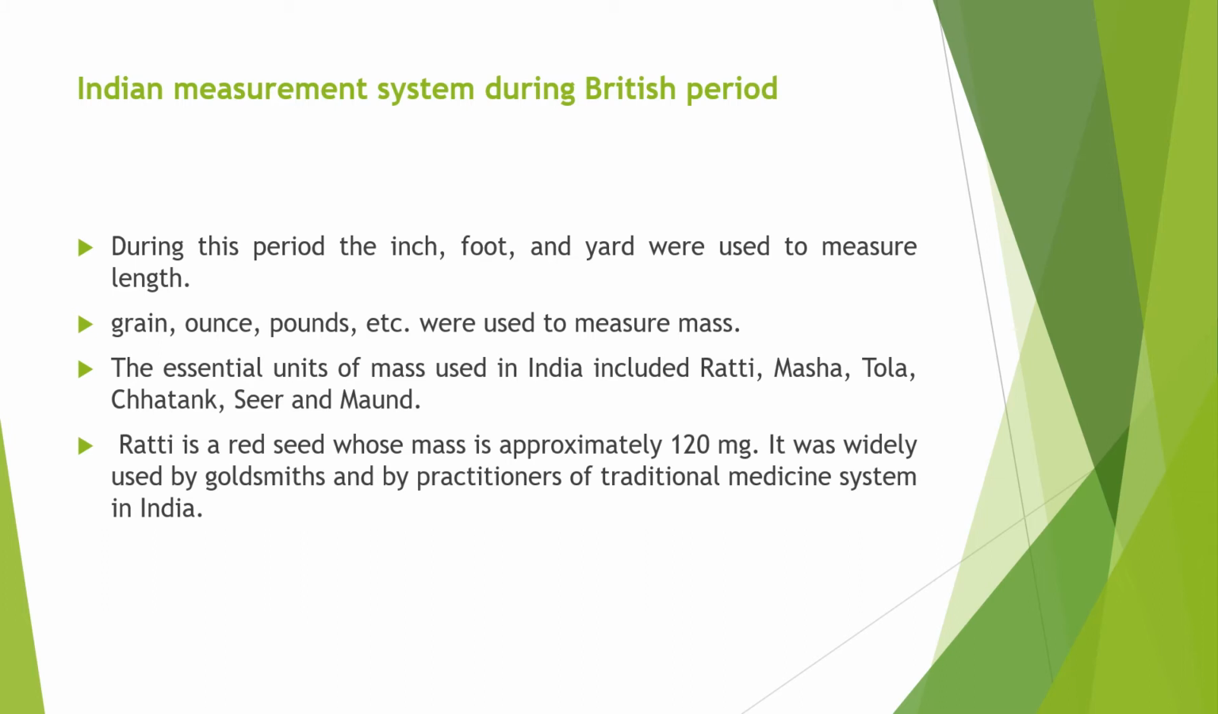Then the Indian measurement system during the British period. During this period, inch, foot, and yard were used to measure length. Then grain, ounce, pounds, etc. were used to measure mass. The essential units of mass used in India also included rati, masha, tola, and mon. Rati is a red seed whose mass is approximately equal to 120 milligram, and it was widely used by goldsmiths and by practitioners of the traditional medicine system in India.